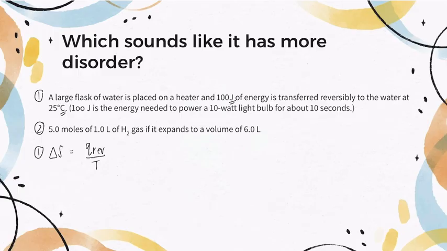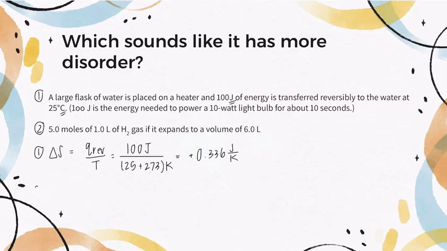These are the variables that I have, and I'm just going to plug them back in based on this equation. So I have 100 joules, and we're always going to use Kelvin. So even though I have 25 degrees C, I'm going to add my 273 so that I can get Kelvin. My answer is going to end up being positive 0.336 joules per Kelvin.